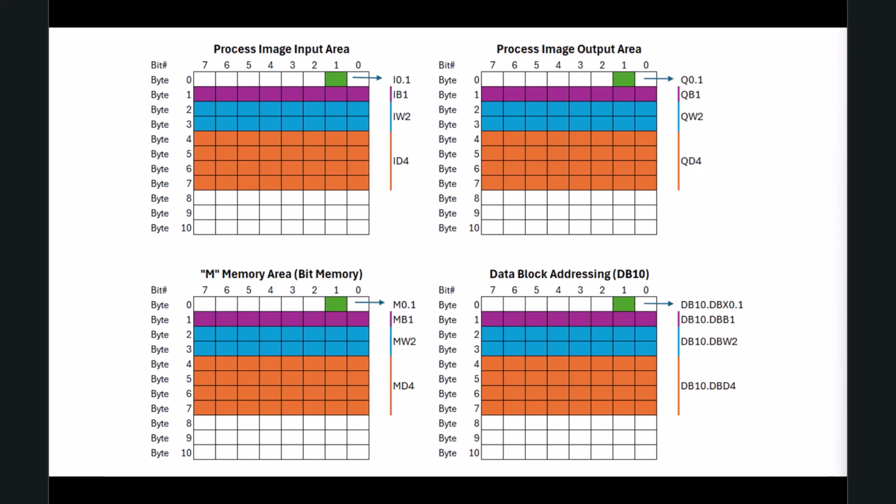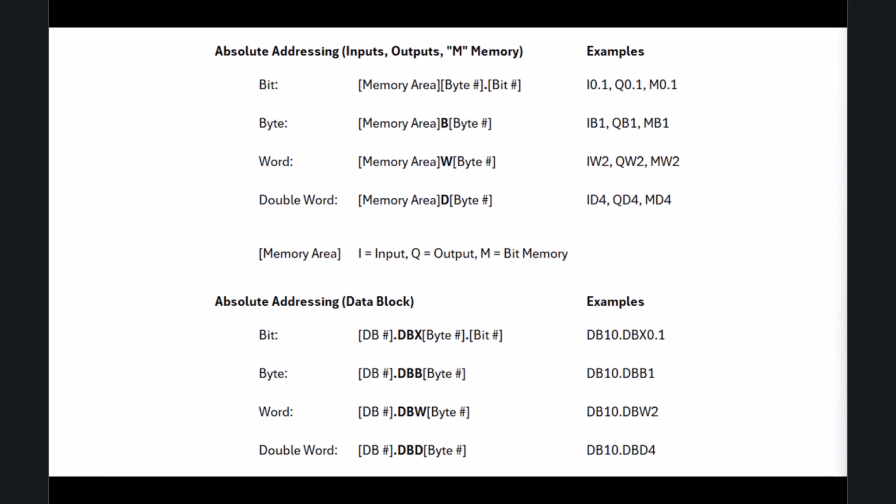DB10.DBB1 would be data block byte number 1. So technically it would be the second byte in the controller. DB10.DBW2 would be starting at byte number 2, and it would use bytes 2 and 3 to represent a 16-bit word memory location. .DBD, data block double, and starting byte address 4 would use bytes 4, 5, 6, and 7 to represent a 32-bit word memory location. So here is the actual syntax for absolute addressing of your inputs, outputs, and M memory.